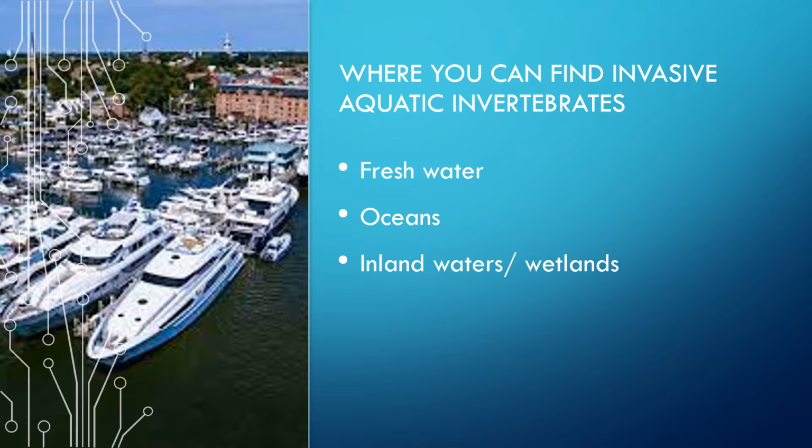So where can you find invasive aquatic invertebrates? You can find them in fresh water, such as rivers, streams, lakes. You can find them in oceans, inland waters, and wetlands.